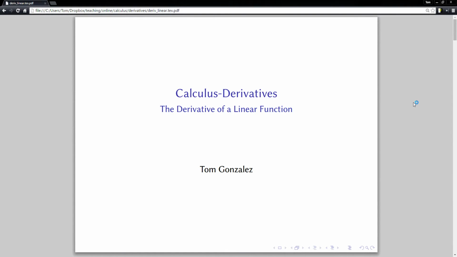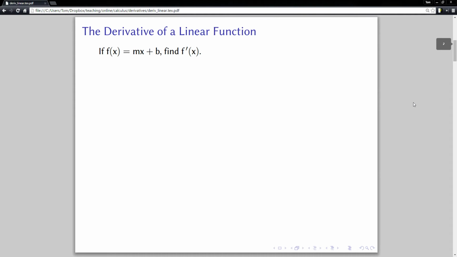In this video, we're going to talk about how to compute the derivative of a linear function. Now that we've talked about the definition of the derivative, we're going to start moving towards computing the derivative not through the limit definition, the limit as h goes to 0 of that expression, but rather by developing some rules that allow us to compute the derivative more efficiently.